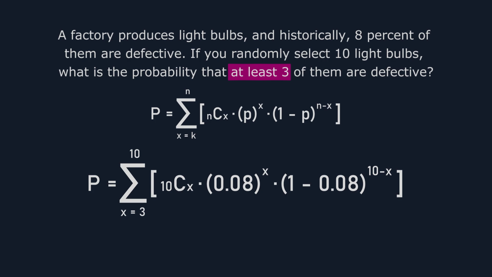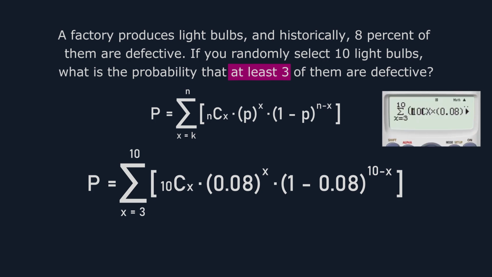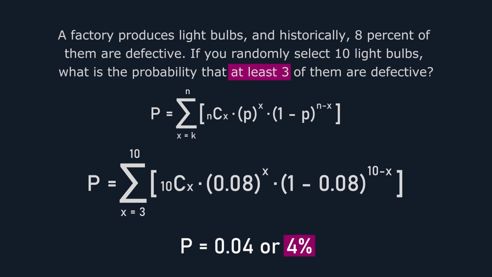Now, here's what this equation does. It automatically adds up the probabilities for each of those cases, 3, 4, all the way to 10 defectives. Instead of doing each one by hand, your calculator can compute the entire sum in one step. So, just input this equation into your calculator using the summation function, and you'll get the probability quickly and easily, which is actually 0.04 or 4%. This method saves you time and reduces the chance of error, especially when you're dealing with a large number of possible outcomes.